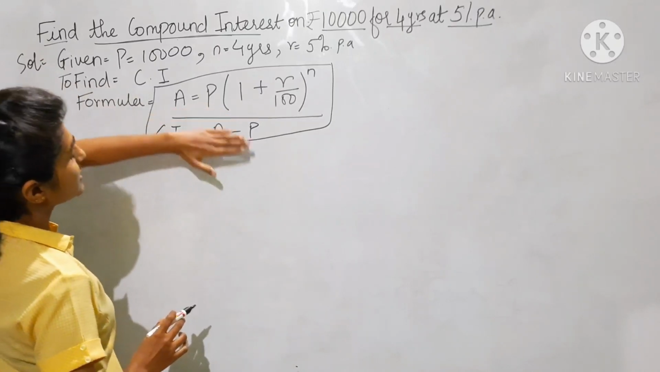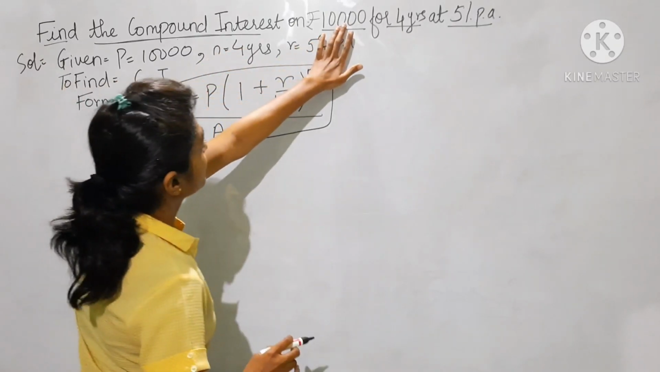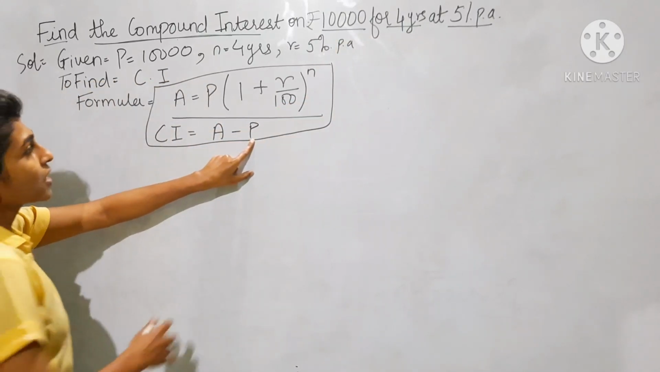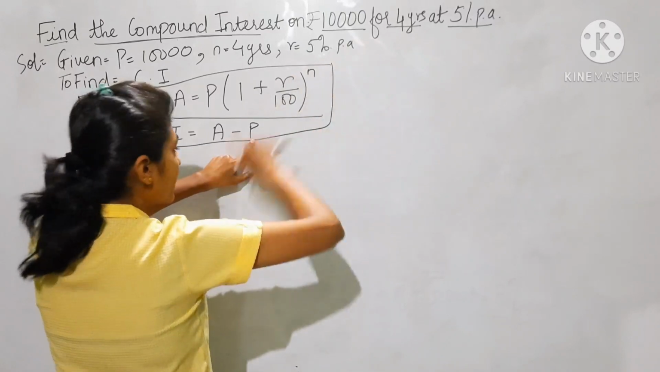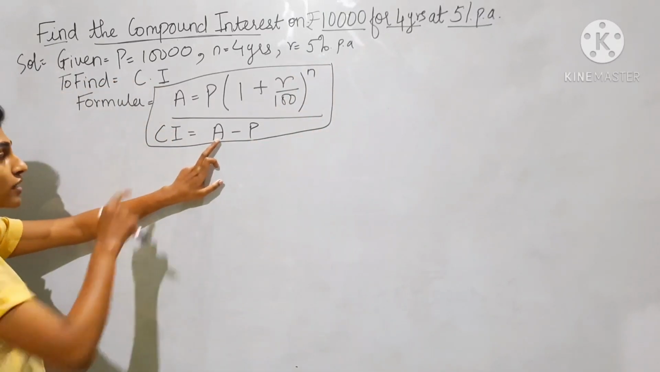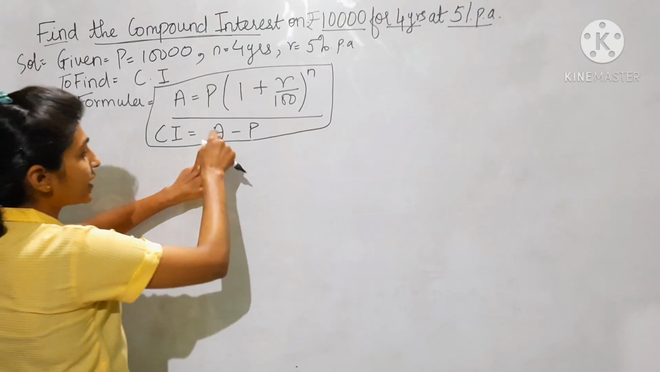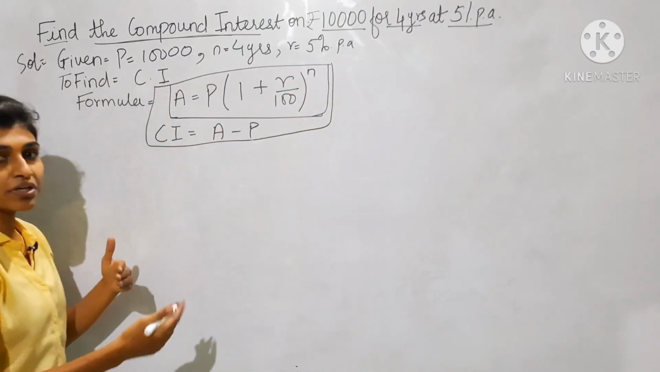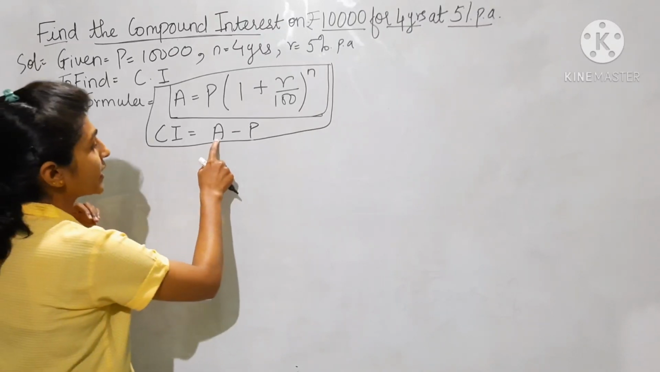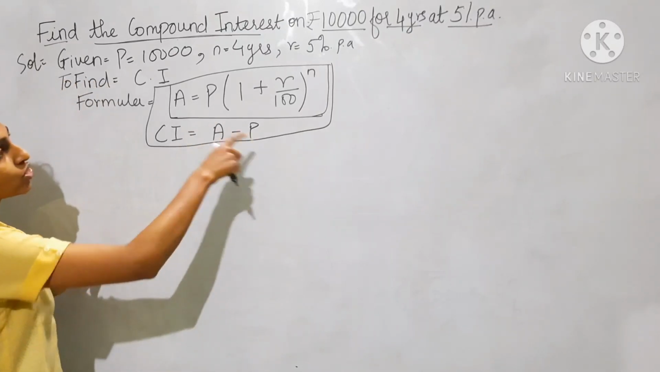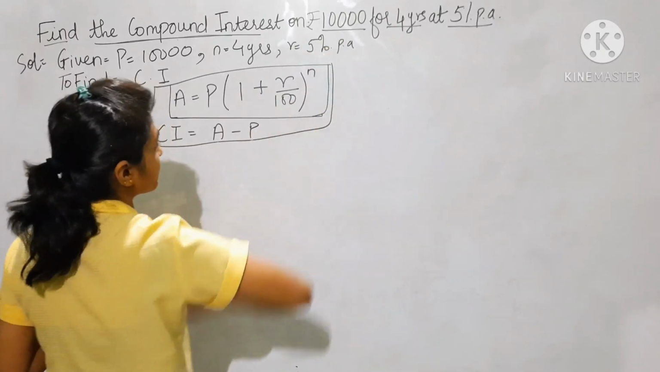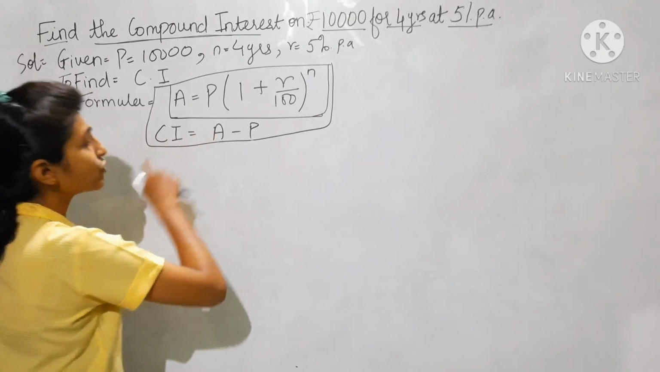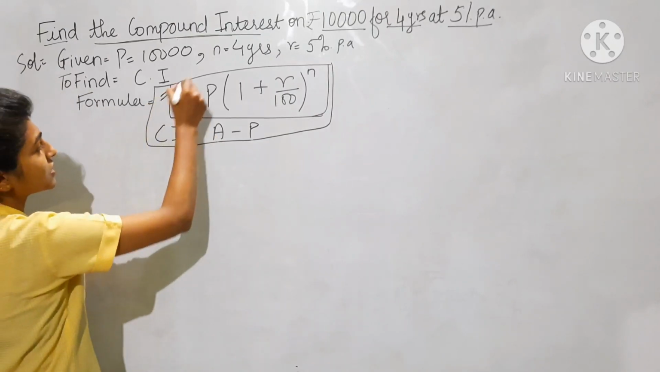First, see in this example, they have given 10,000 as P. Okay, we already have P. We have R, we have N also, but we don't have A. A means amount. So we will first find the amount by using this formula. In compound interest, the formula is A minus P. But in the question, they have given us P, that is 10,000, but we don't have the amount. So we have to find the amount by using this formula.